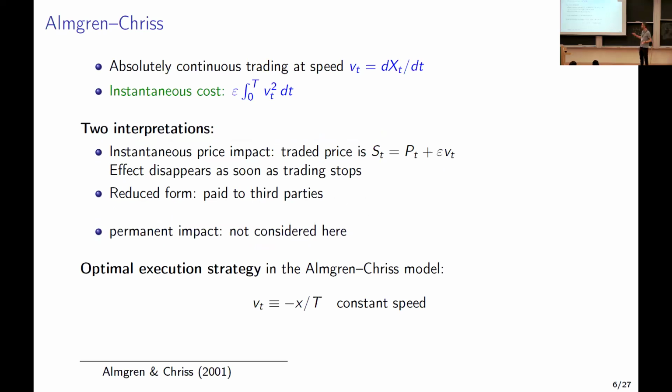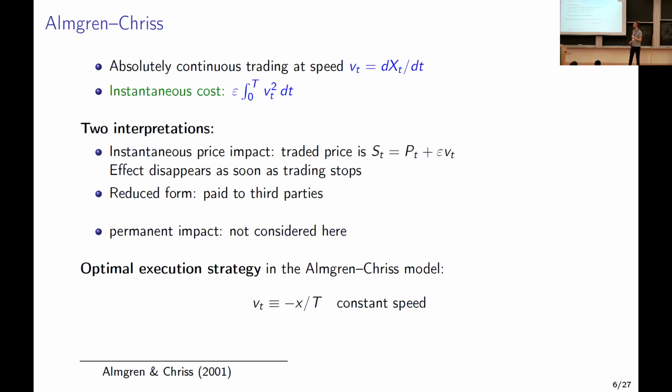Okay, so this is one of the first models around. It's not the first model, but a very influential one. Almgren and Chriss. They actually start in discrete time. I write it here in continuous time. So in this model, when you trade in absolutely continuous fashion at a certain speed or rate, V_t, your total transaction cost will be this here: the instantaneous cost, some parameter epsilon, and a running square penalty.